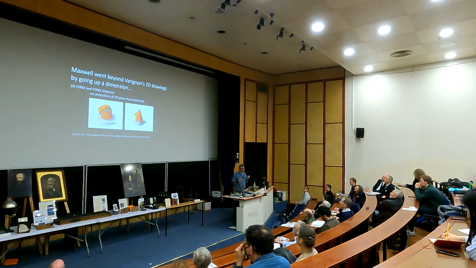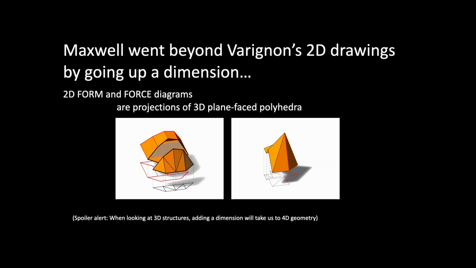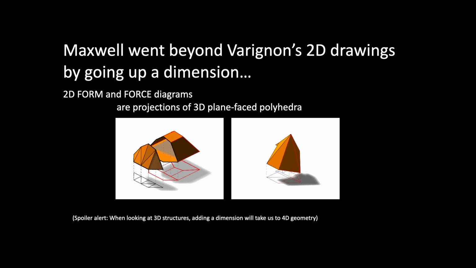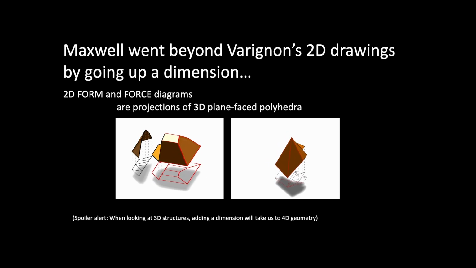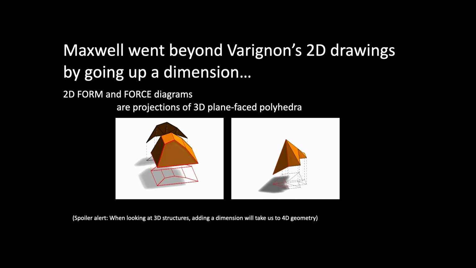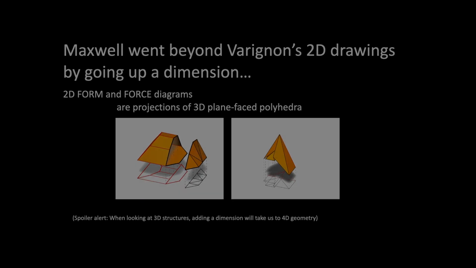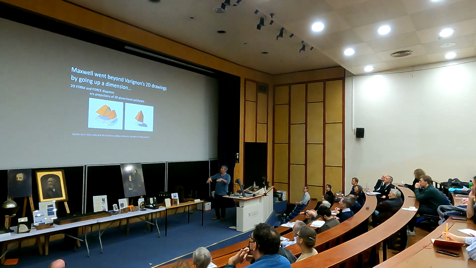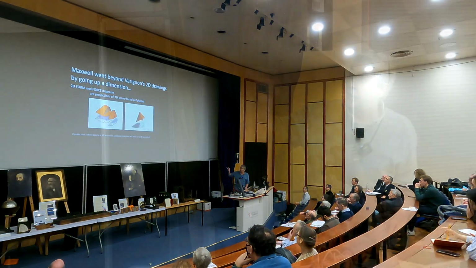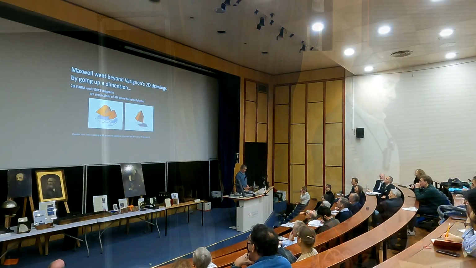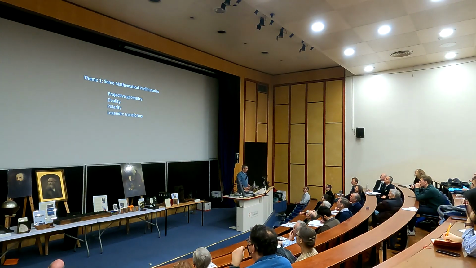So what did Maxwell do that Varignon hadn't done 200 years earlier? He popped it up a dimension. Varignon was just drawing lines in 2D. Maxwell says, let's pop it into 3D, solve it there, and then pop it back to 2D. So this was the great leap of Maxwell, was to pop it up a dimension. So, spoiler alert, when I come to do 3D structures, I'm going to pop it into 4 dimensions, and we're going to do 4-dimensional projective geometry. But we'll stick with the earlier ones.